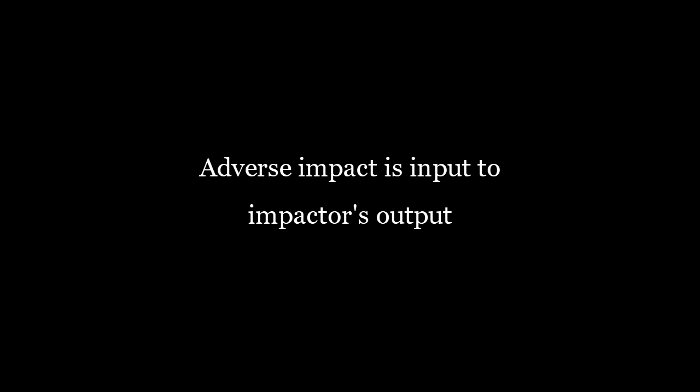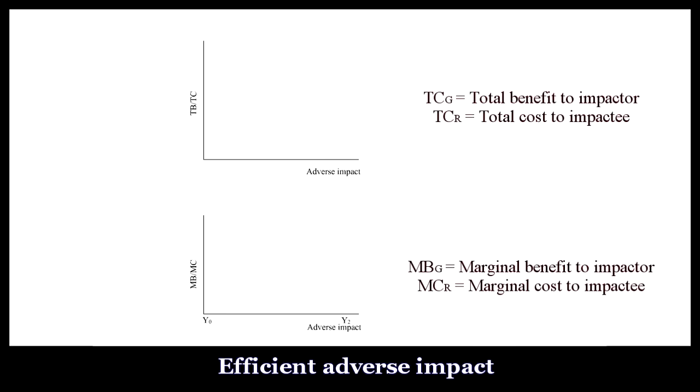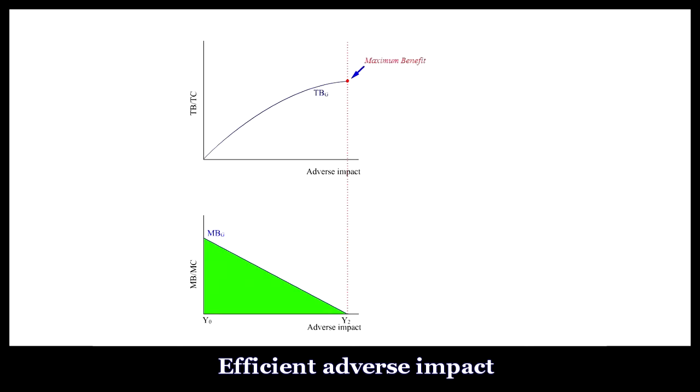Suppose an impactor can derive benefit from generating adverse impact, then the ability to impact can be regarded as an input to the impactor's output. It is reasonable to assume that the marginal benefit MBG from more adverse impact will decline as more impact is generated. If the impactor could impact without any private cost, it would produce Y2 amount of adverse impact because each additional unit contributes to the impactor's total benefit, TBG.